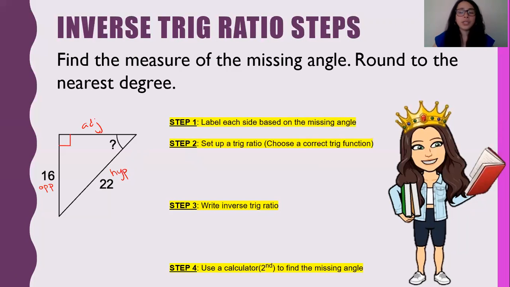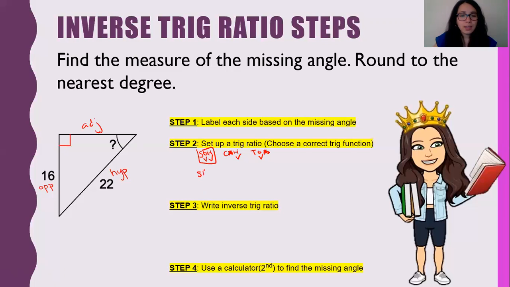Now we set up trig ratio the way we always do it. We go, well, what information do they give us when it comes to SOHCAHTOA? So same thing, notice we're still following the same steps. They give us opposite. They give us a hypotenuse. What they don't give us is adjacent. So we're gonna use sine.